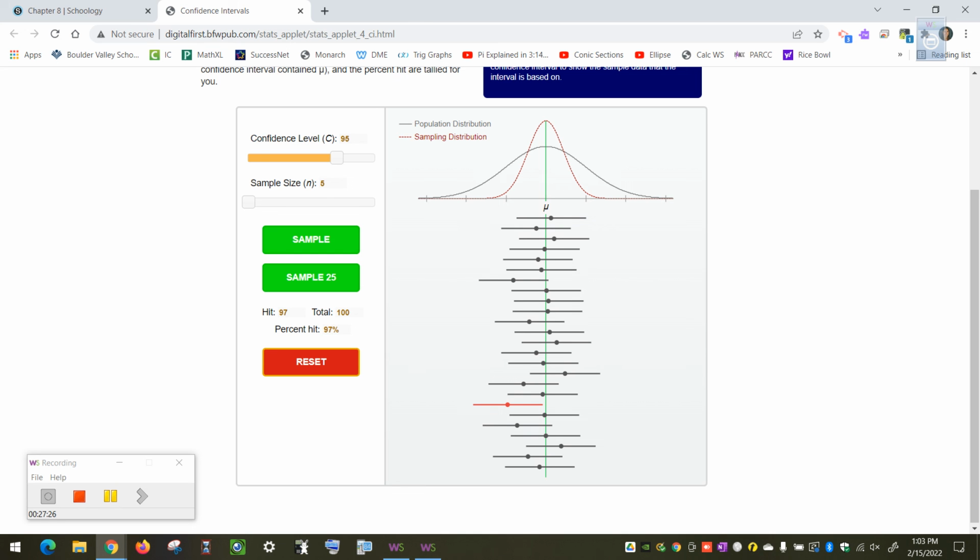A 95% confidence level means that if we were to make 100 confidence intervals, we would expect about 95% of them to contain the true population mean.